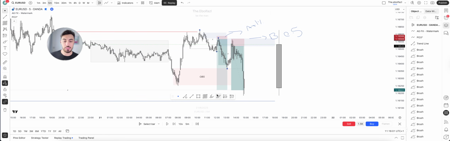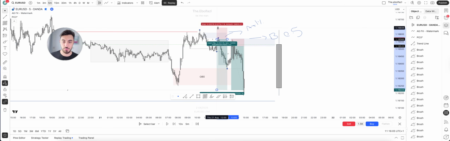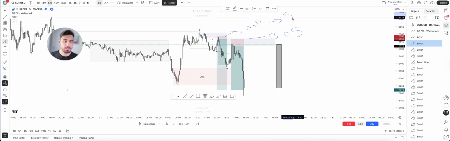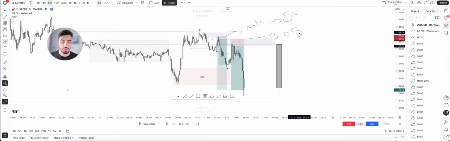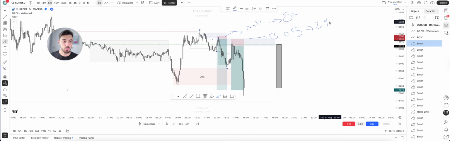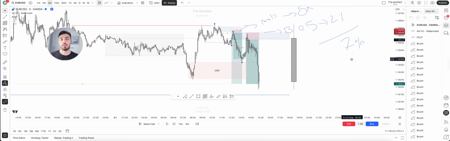How much did we make here? If you risk 1% here, it's not 15 risk to reward, it's going to be about 5, let's say. So you made 5% here. And how much did you make here? Let's say 2% here. So in total, you made 7%. That's it. Now, if your FTMO phase 1 is 8%, now you need just 1% to finish it.